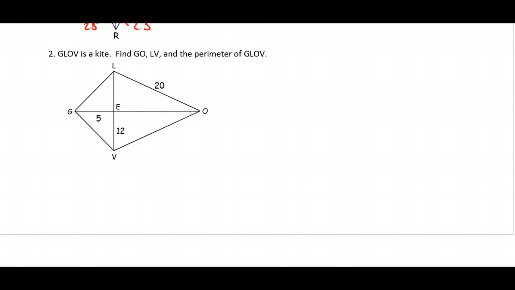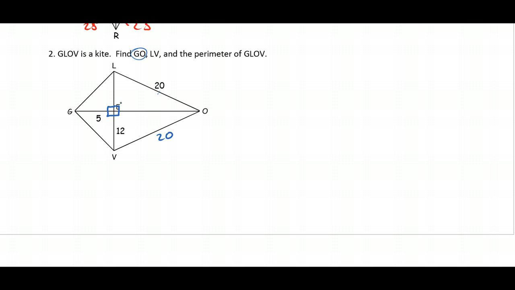Now let's talk about the sides. Now this is going to be fun. So we have GLOV is a kite. Find GO, LV, and the perimeter of GLOV. Okay, so we got a lot. Let's just go in order. Let's start with GO. So we want to find from G to O. Well, we know this is 5, okay, and we know this is 12. That's it. So let's just fill in what we think we know. Well, we know consecutive sides are congruent, so that's got to be 20. Okay, we don't know these two sides, so that can be a little tricky, but we know this is 90.